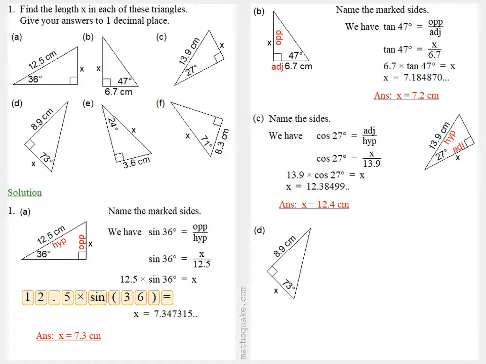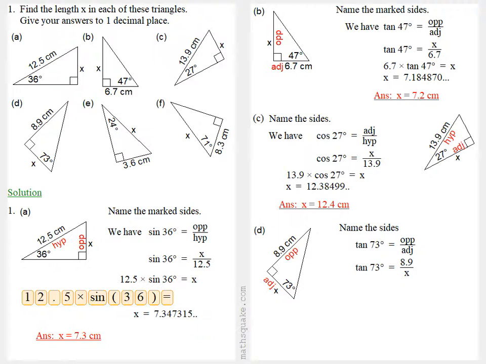In part D, we have a triangle with an angle of 73 degrees. Again, the first thing to do is name the sides. Now, the side 8.9 centimetres is opposite the angle 73 degrees, so it's the opposite side. The side x is next to the angle 73 degrees, and so it's the adjacent side. So we have opposite and adjacent, and we know the tangent of an angle is opposite over adjacent. So tangent of 73 is 8.9 over x.